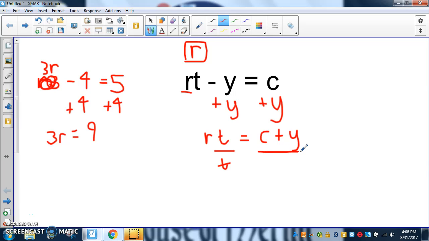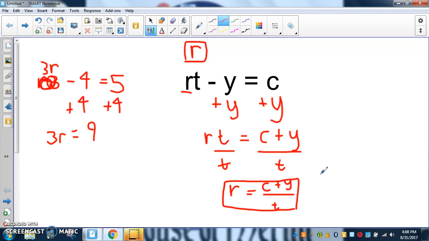Now keep in mind when you multiply and divide, you need to multiply and divide the entire side. That's true for all of these problems. You need to multiply and divide the entire side. When you add or subtract, you just add or subtract once on the end of the problem. Anyways, if I did this correctly, I should get c plus y all over t. That's an easy two-stepper, and that is correct. That is your answer.